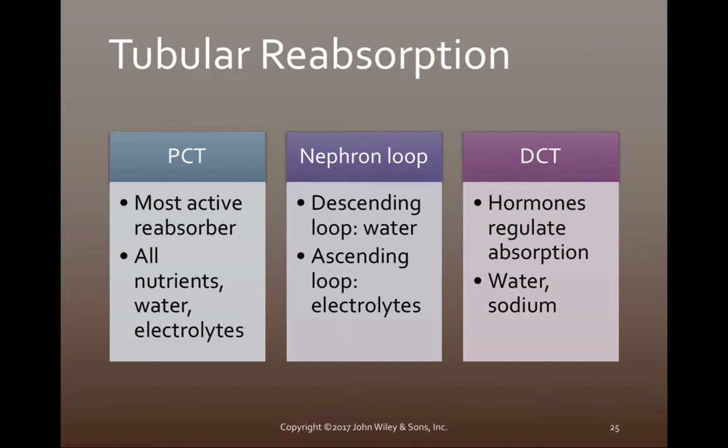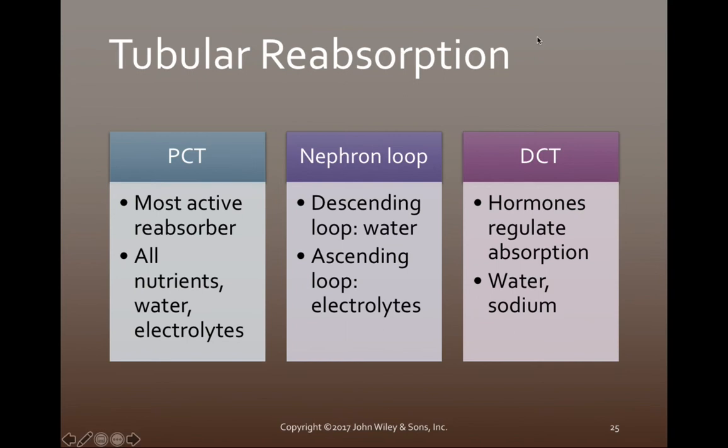Generally, all of the glucose and all of the amino acids are also going to be pulled back from the proximal convoluted tubule as well. Significant amounts of many other ions and solutes will also be reabsorbed by the proximal convoluted tubule. And you'll find additional information about tubular reabsorption on page 1012 in your textbook.